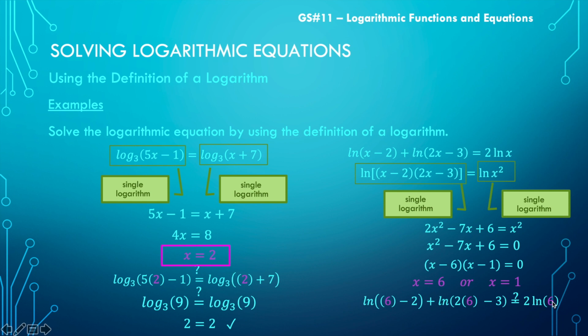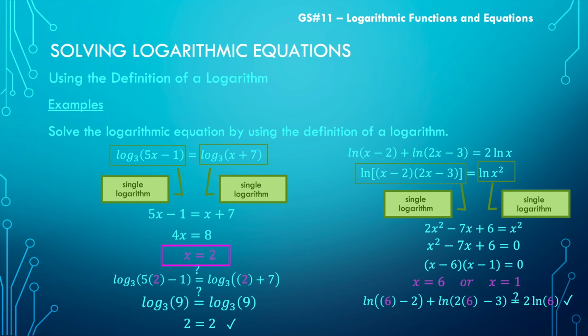All right, so let's think about this here. What is 6 minus 2? This argument ends up being 4. That's positive, that's good. And this argument is 12 minus 3, which is 9. So I've got ln of 4 plus ln of 9. And remember, that's the same as ln of 4 times 9, so ln of 36. And then over here, I've got 2 ln of 6. But remember, I can write this as ln of 6 squared, which is ln of 36. And so this does actually work. We can say that the 6 does satisfy our equation.